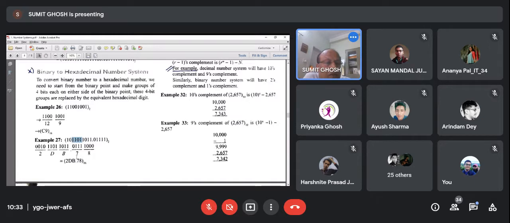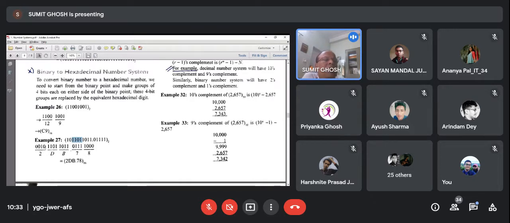Then you write the next 4 bits. What is that? 1101. So at the bottom write D. 1101 is D. And what is left? What is left after that? 10. So what do you have to do? I said you have to group in 4. 10 is not 4 bits, so instead of 10 you write 0010.